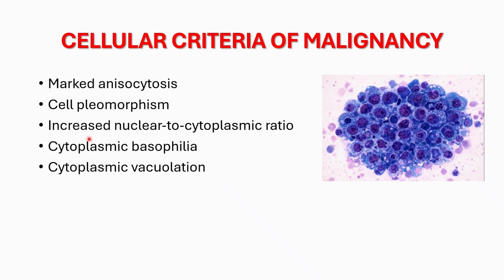And there will be an increased nuclear to cytoplasmic ratio. It is because the cells are rapidly dividing, so the nucleus is not getting enough time to mature. So the nuclear size will be bigger. And there will be cytoplasmic basophilia. There will be increased blue color to the cytoplasm and there will be cytoplasmic vacuolation. We can see vacuoles in the tumor cells.